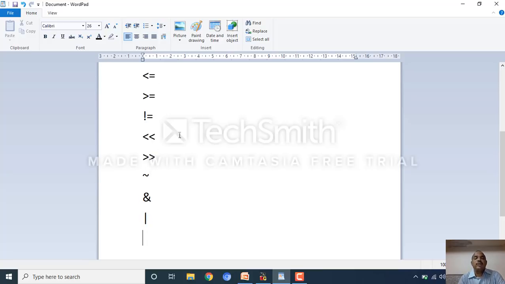Why are we using the bitwise left shift operator? This is used to shift bits from right to left. Then the next one, the right shift operator, is used to shift bits from left to right. Then on the left side a 0 is automatically added, and for the left shift, on the right side a 0 is automatically added.